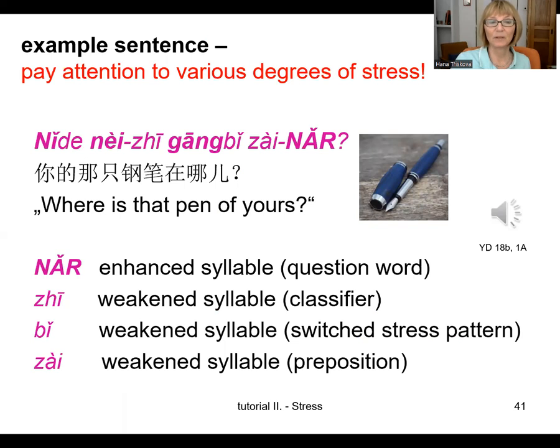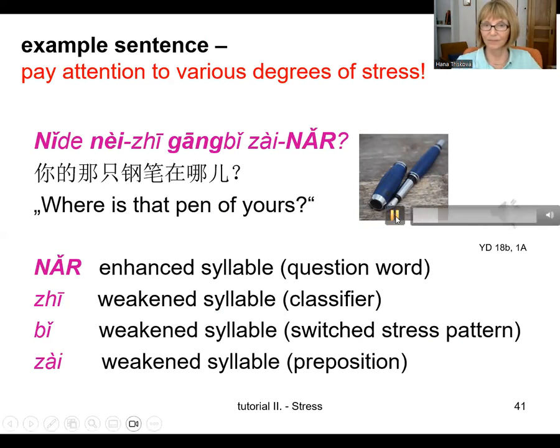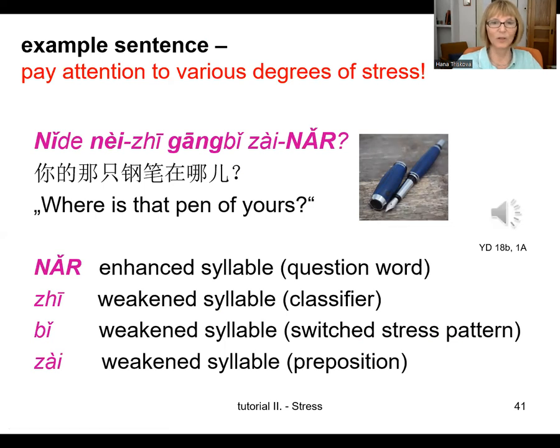So finally, I will give you some example sentences, and please pay attention to various degrees of stress. So where's that pen of yours? 你的那支钢笔在哪儿？ Put it louder. 你的那支钢笔在哪儿？ Once more. 你的那支钢笔在哪儿？ So it's quite clear that 哪儿 is the most prominent syllable or word.